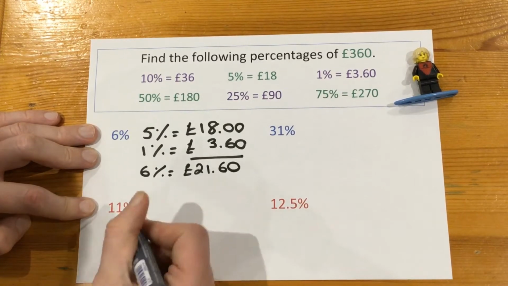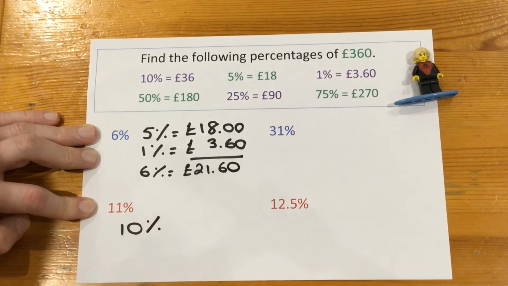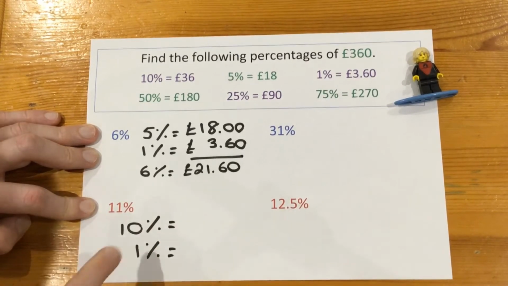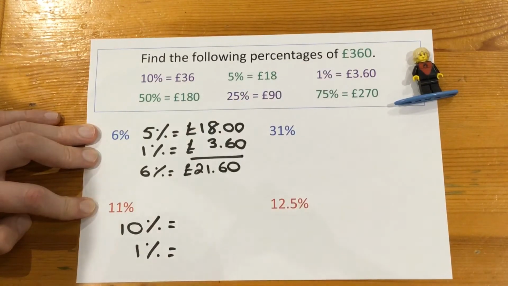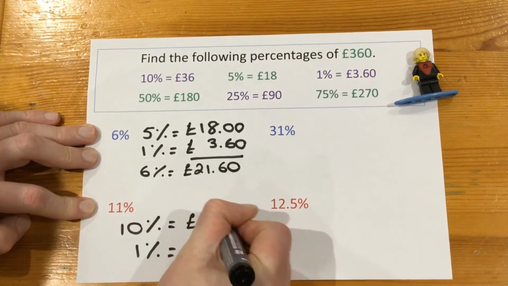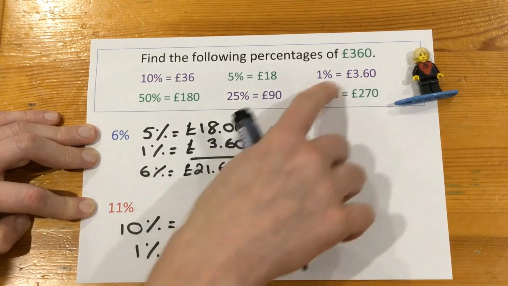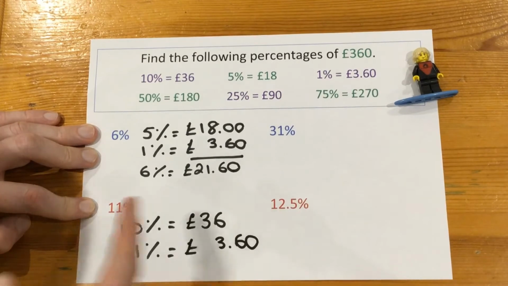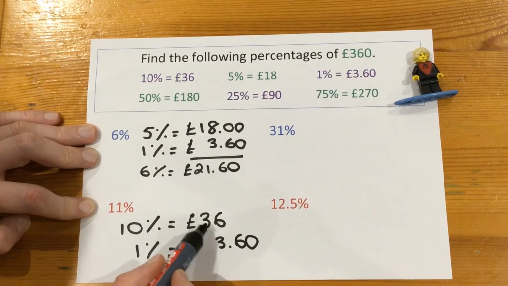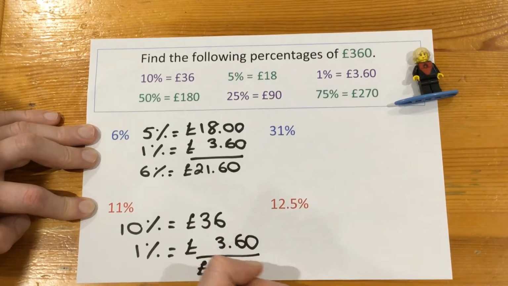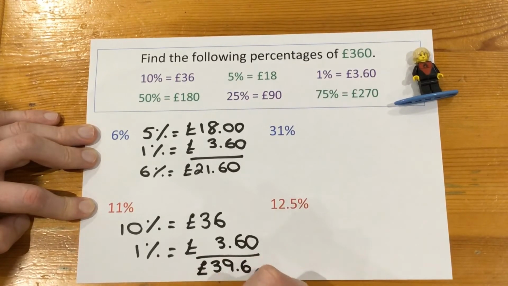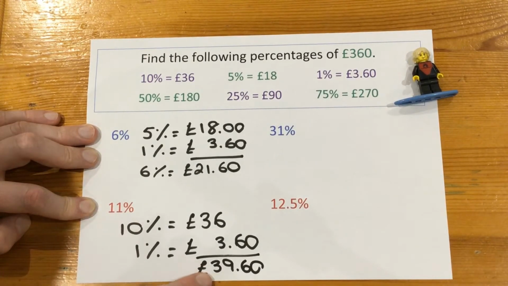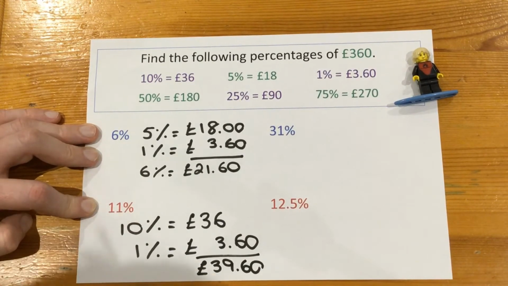11%, I can combine that by using 10% and 1%. 10% of £360 is £36. I could find 1% by using £3.60. And combine. I'm going to do it mentally this time because I add the 3 is £39 and 60p. That gives me £39 and 60 pence. So 11% made up from 10% and 1% gives me 11%, which is £39 60 pence.